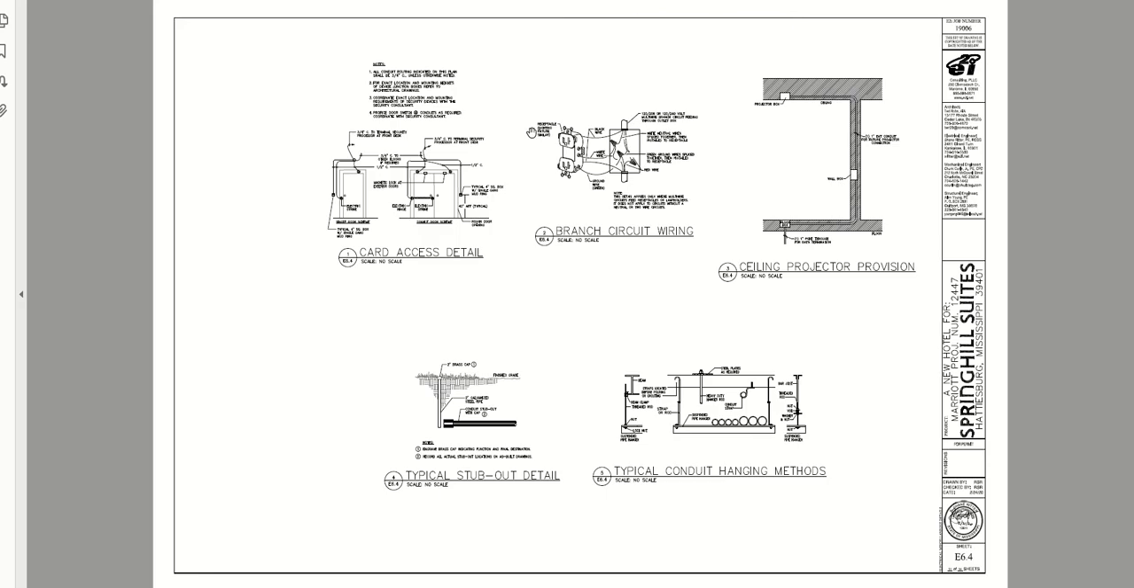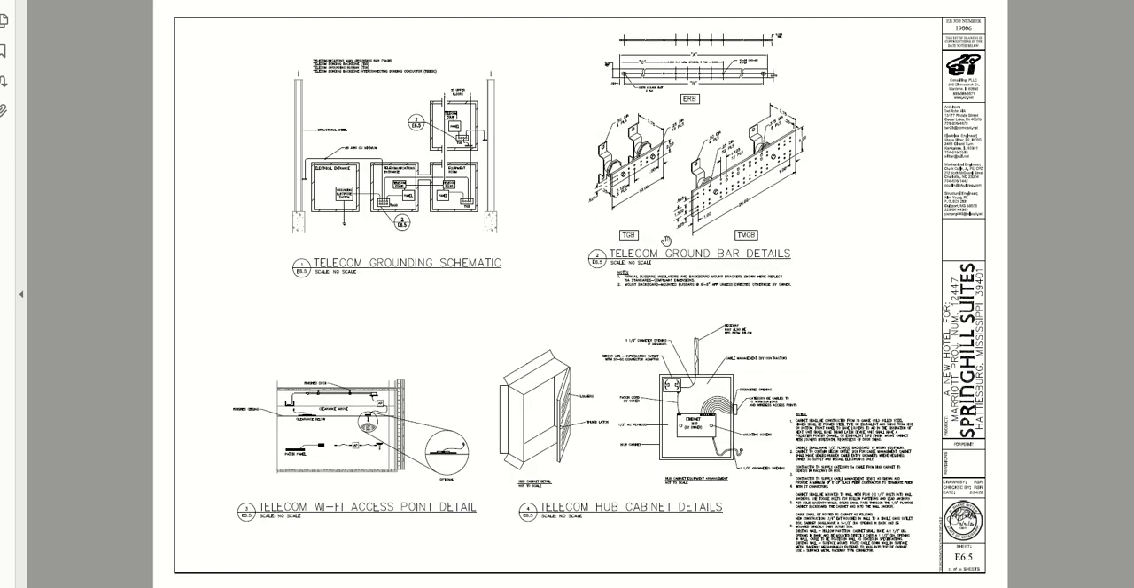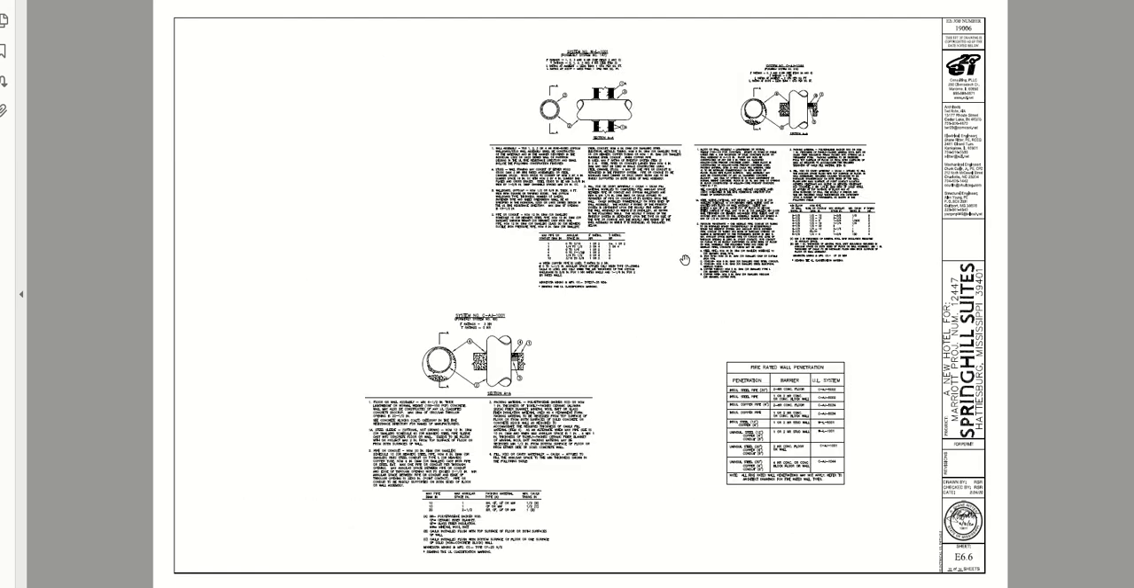We show different types of methods to strap and hang conduit and what's allowed with that. These are telecommunication drawings, and then if we do go through a firewall, we are required to seal that to make sure that it maintains the firewall integrity. So this shows different ways to do that.